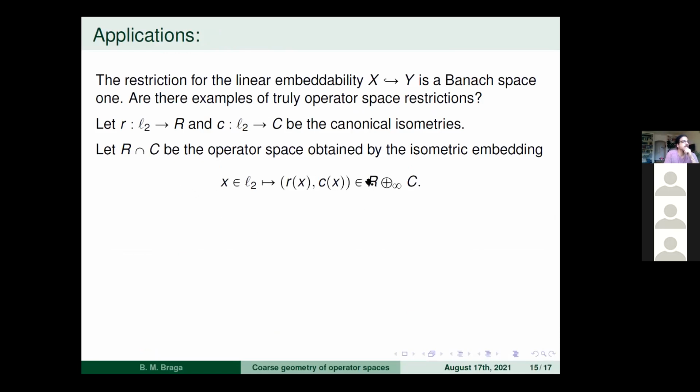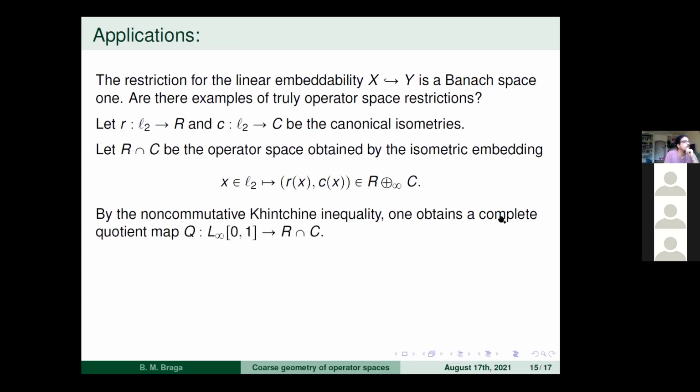Okay, so what is R intersect C? I am looking at R, I am looking at C. I take the direct sum of them with the max norm. This becomes an operator space. And now I look at the image of little L2 inside of R plus C, where those maps here are just the canonical linear isometries with R and C. The image of this map is a subspace of R plus C, and this subspace is what we call R intersect C.